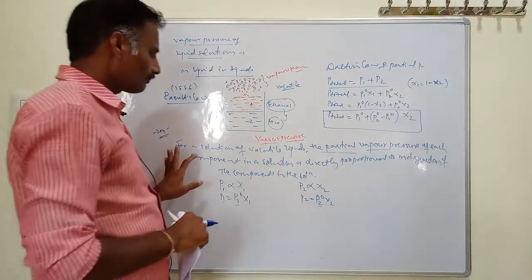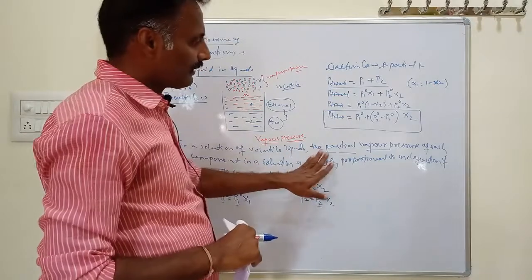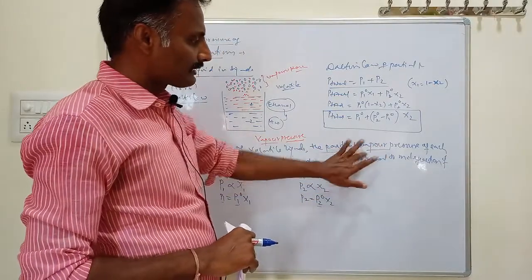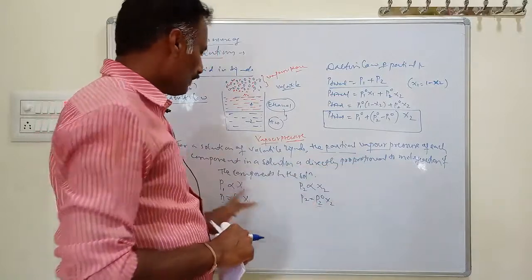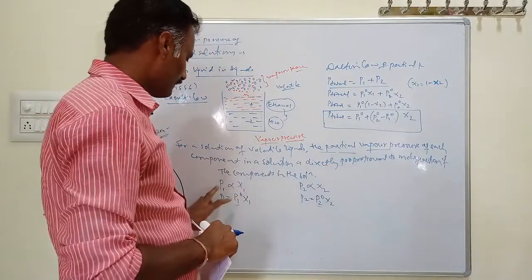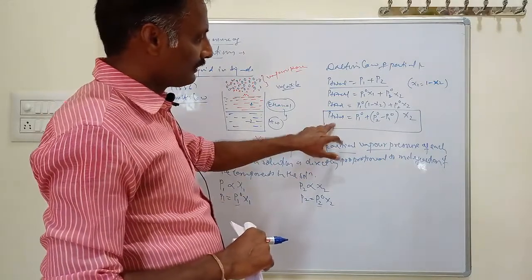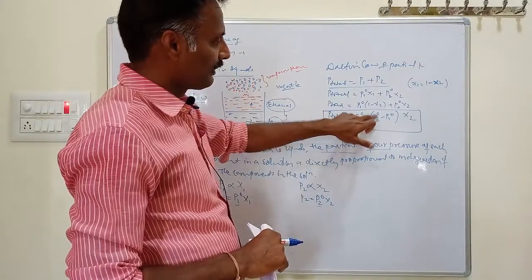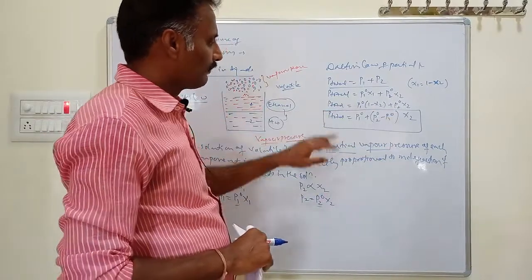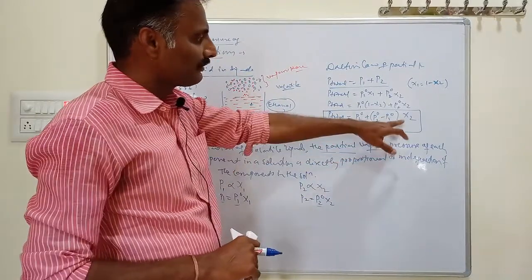Raoult's law states that for a solution of volatile liquids, the partial vapor pressure of each component in a solution is directly proportional to the mole fraction of the component in the solution. That is, P1 is directly proportional to x1. This is the Raoult's law expression: P total is equal to P1 naught plus (P2 naught minus P1 naught) times x2. By knowing P2 naught, P1 naught and P total, we are calculating x2 and x1.